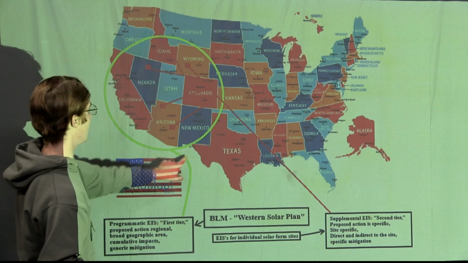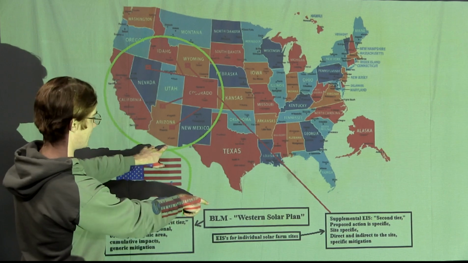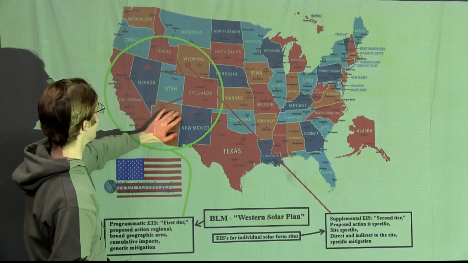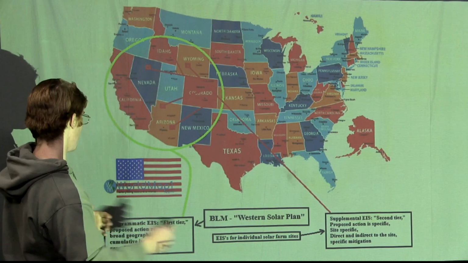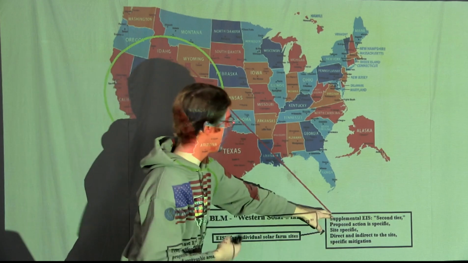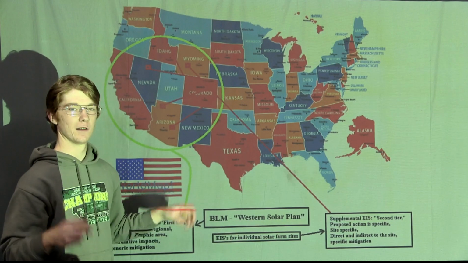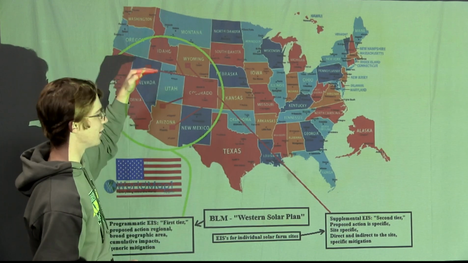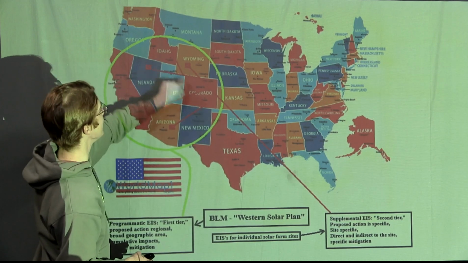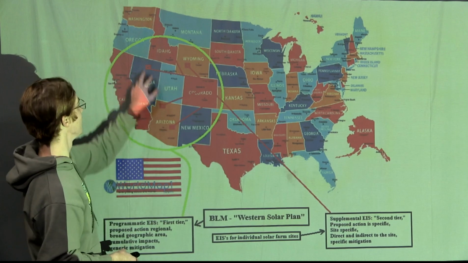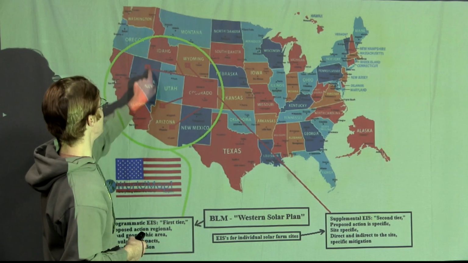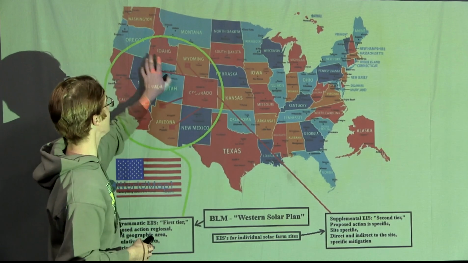So this would be like the programmatic. This would essentially be like the Western Solar Plan. It's an EIS that covers a broad geographic area, and so it's large scale cumulative impacts, generic mitigation, and then you got your supplemental EISs, and this would be considered your first tier here, the programmatic EIS first tier, and then you got your supplemental EISs. So individual sites where you're actually going to be putting in your solar farms, kind of scattered throughout, and you'll do actual specific EISs for these sites here, located throughout.